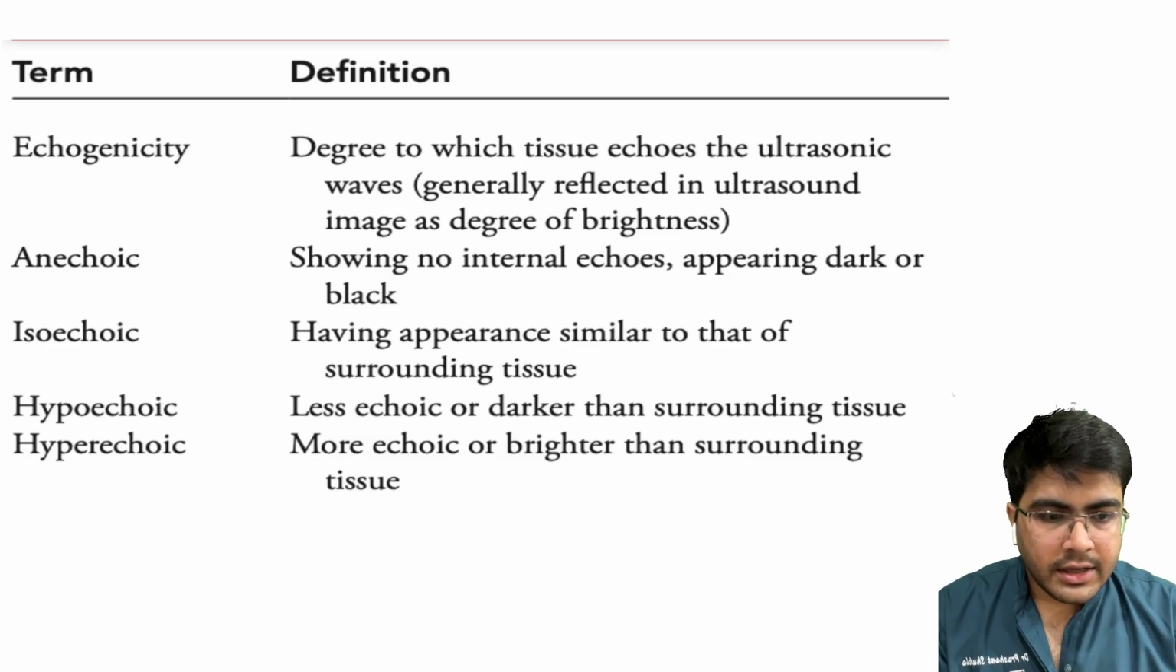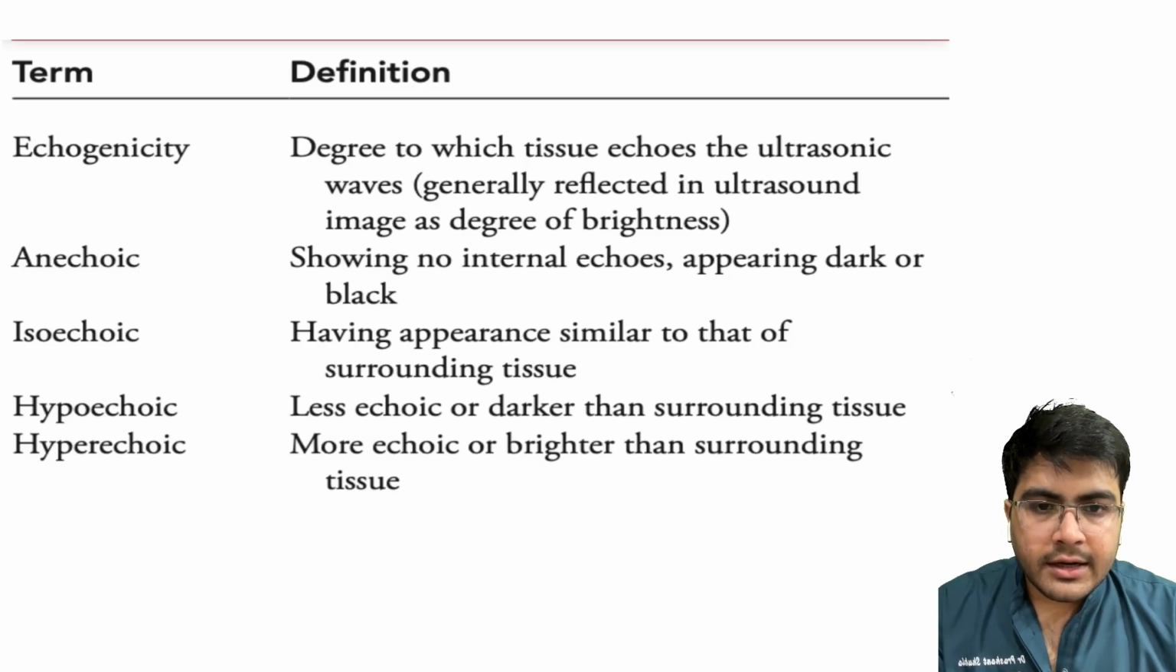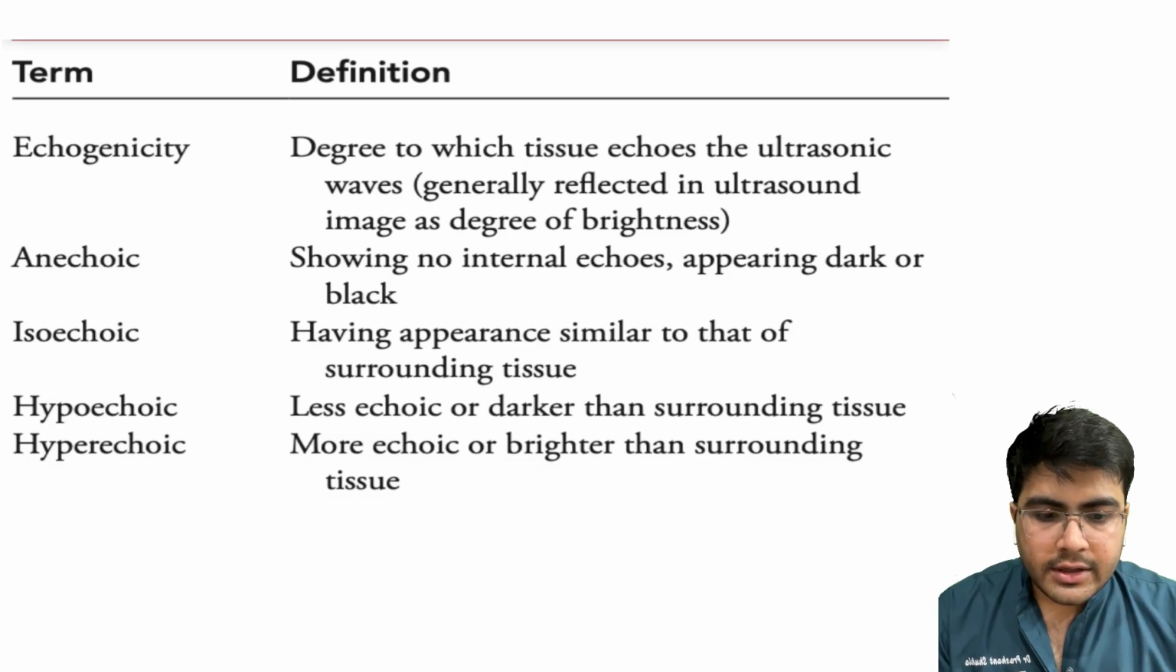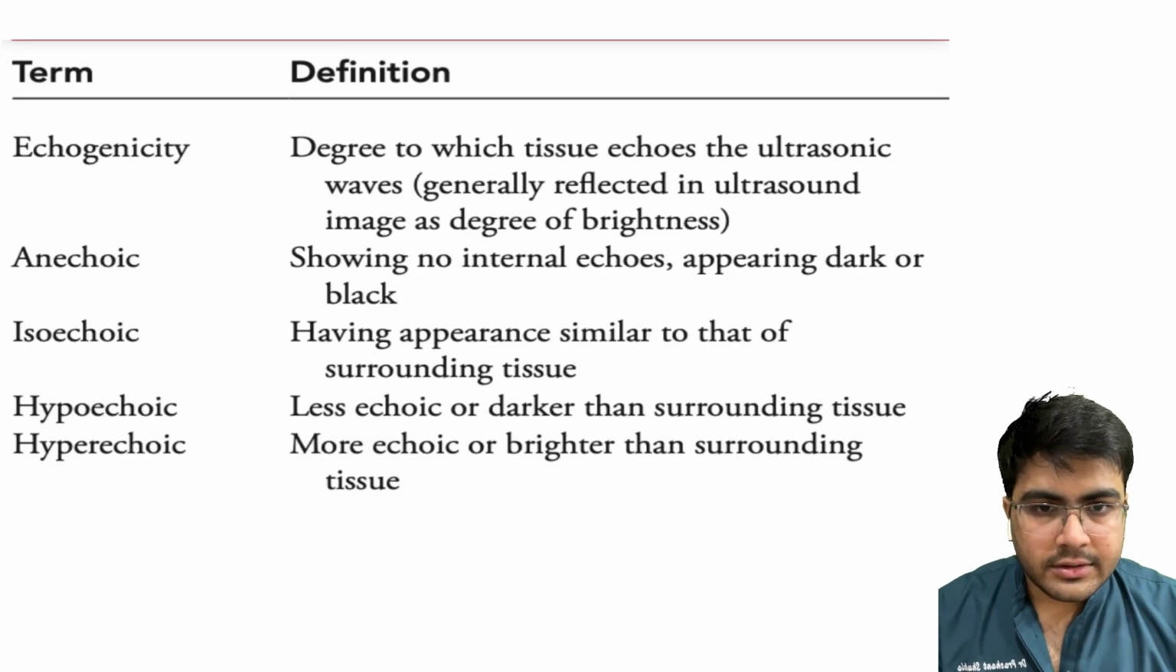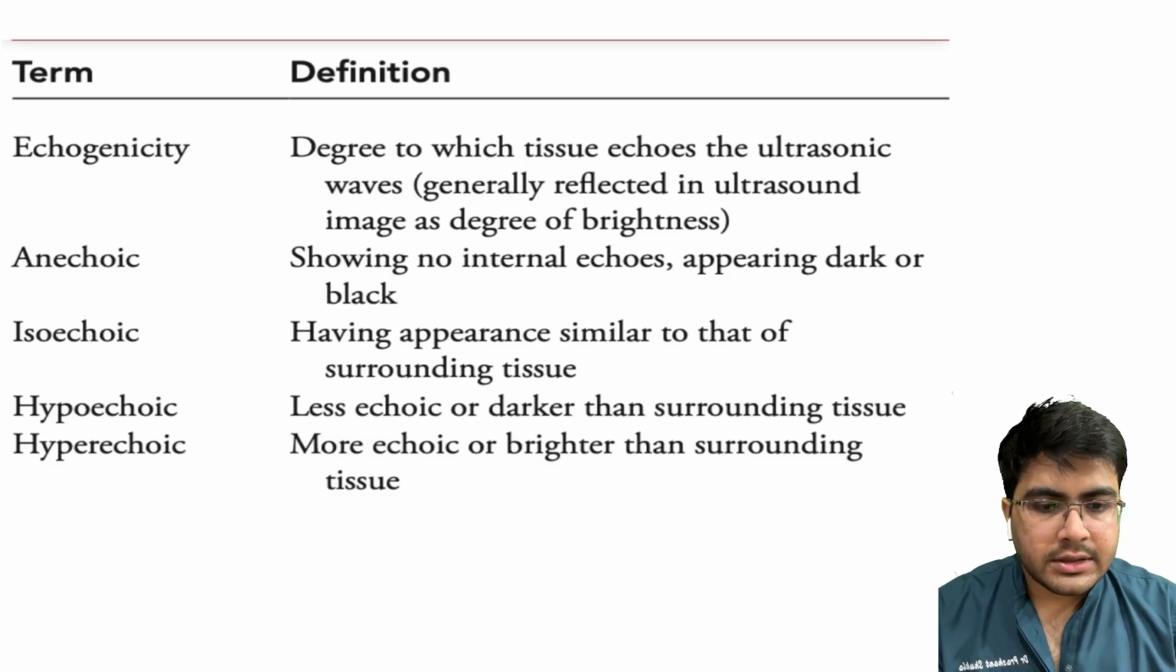The reflection in the ultrasound image is depicted as brightness. If you have a large amount of echoes from a pathological structure, you will have a lot of brightness in your ultrasound images. So the brightness depicts echo. This is very clear. The anechoic structure has no internal echoes and appears dark or black. If it is dark or black, it means the ultrasound waves are not getting reflected back and are all getting transmitted forward.